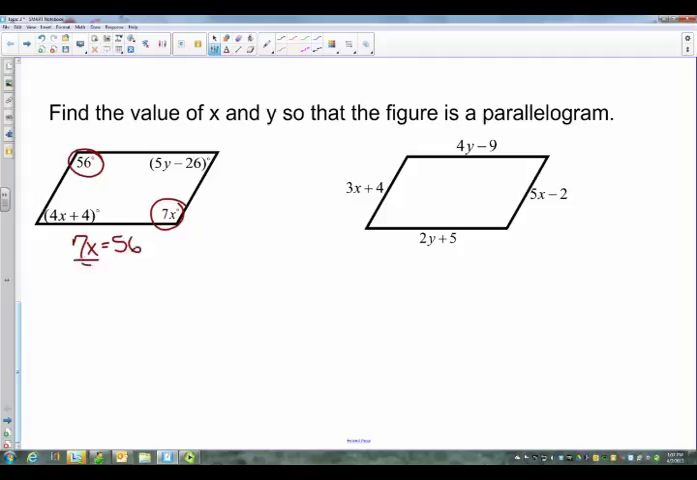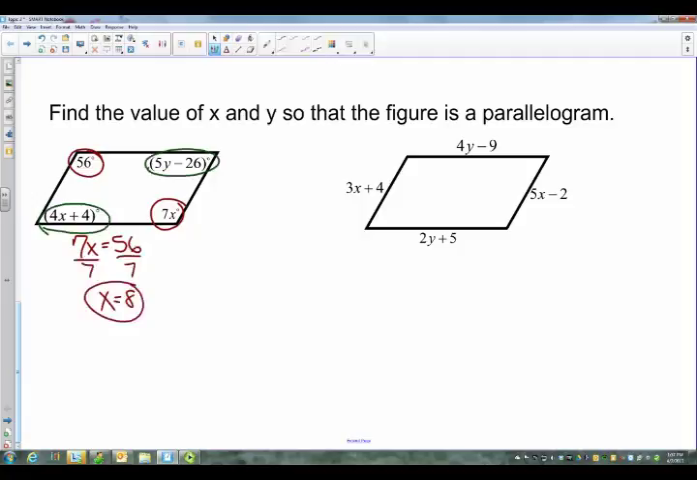7x equals 56. I'm going to divide both sides by 7. That means x has to be 8, and the only way this works is if x is 8. Well, that's only one pair. The theorem up above says it has to be both pairs. So these two in green have to be congruent as well.